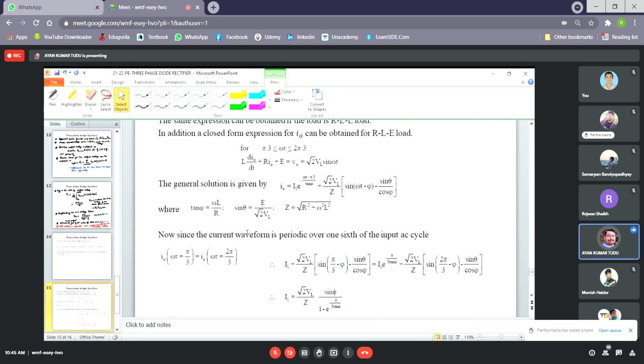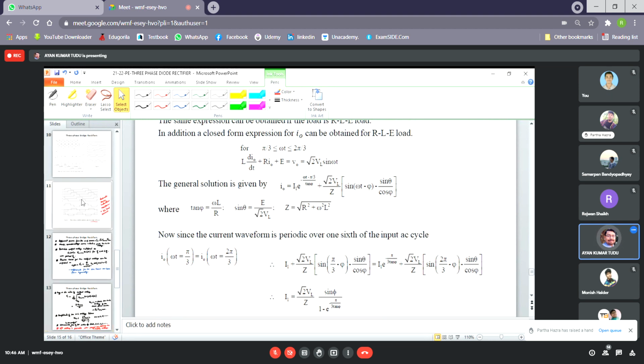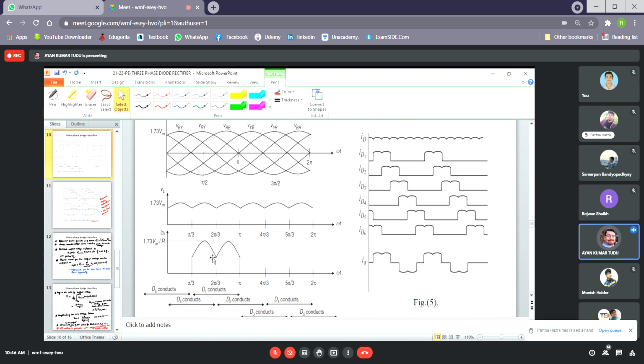Now, as you know, the current waveform is periodic over 1/6 of the input cycle. So I0 at omega t equal to pi by 3 will be equal to I0 at omega t equal to 2 pi by 3.